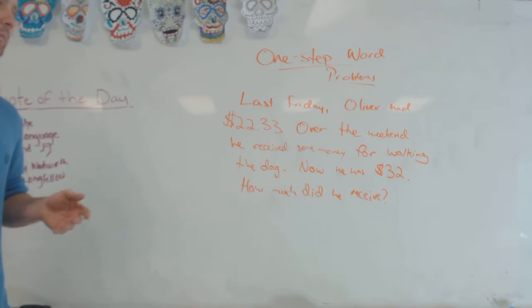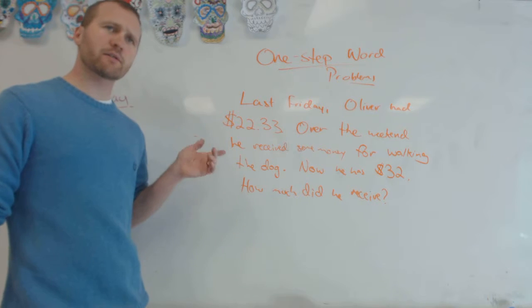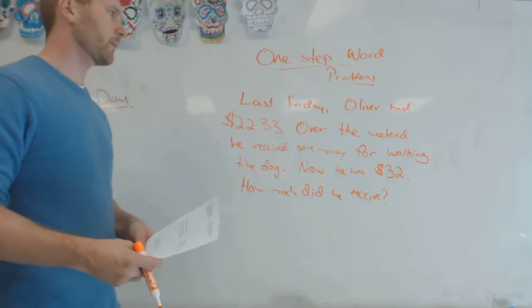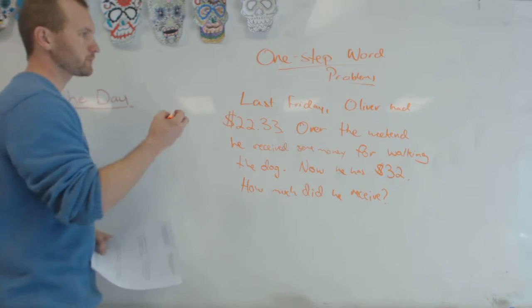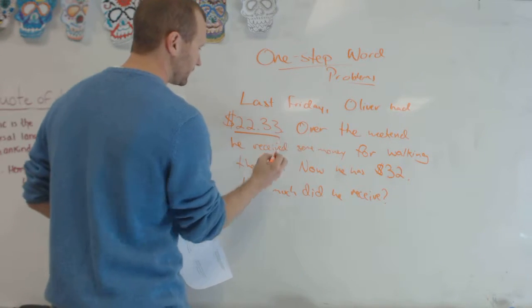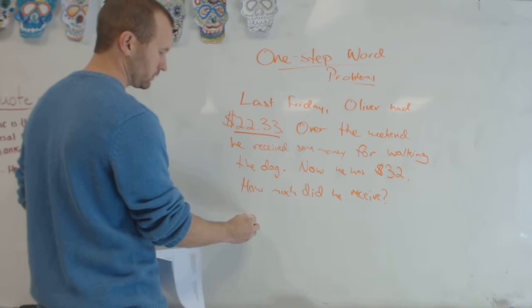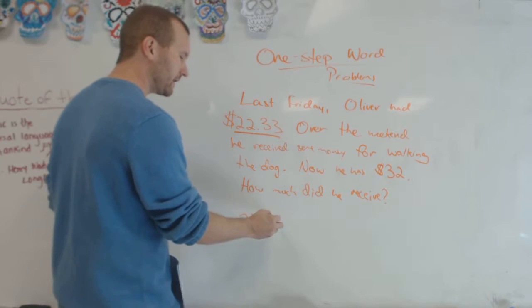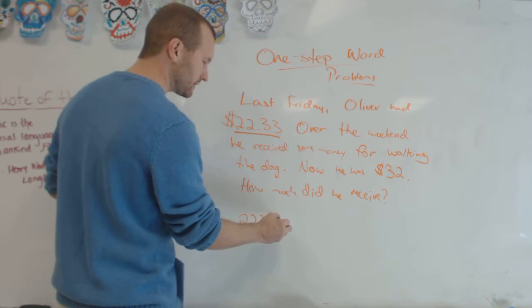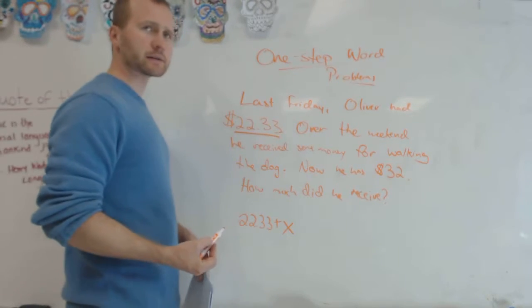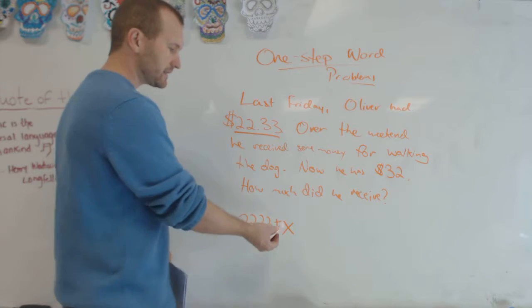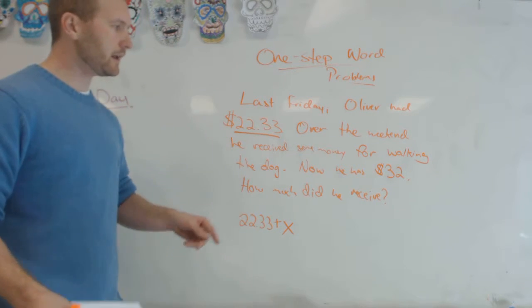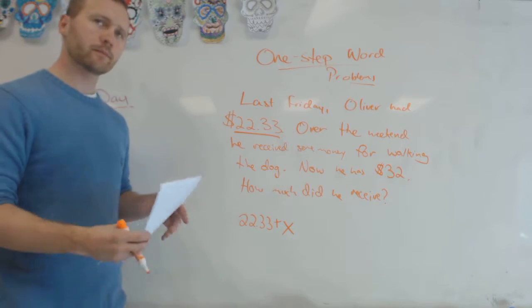So the key with this problem, you can probably look at it and start to figure it out, but I want you to write an equation. Our equation in this case, we know how much he had, 22.33. And then we know that he got, so plus some other amount, x. He got some money for walking the dog, and we're going to use a variable to represent that unknown amount of money that he got.